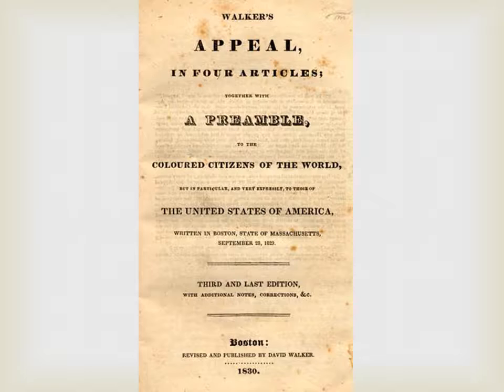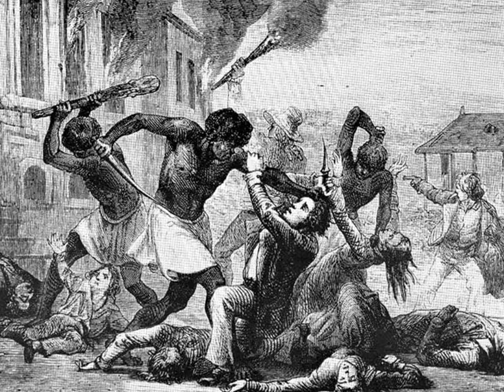In 1829, the abolitionist movement took a darker turn. David Walker of New England encouraged slaves, especially in Boston, to fight back against their masters. This appeal was titled Appeal in 4 articles, together with a preamble to the colored citizens of the world, but in particular, and very expressly, to those of the United States of America, written in Boston, State of Massachusetts, September 28, 1829, 3rd and last edition, with additional notes, corrections, etc. There goes another one of those names.